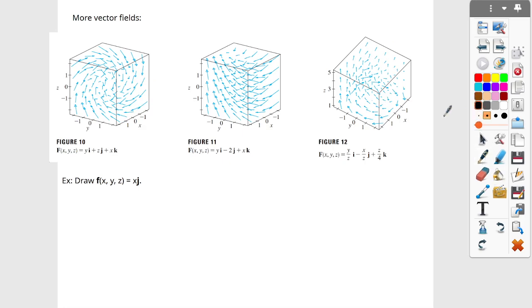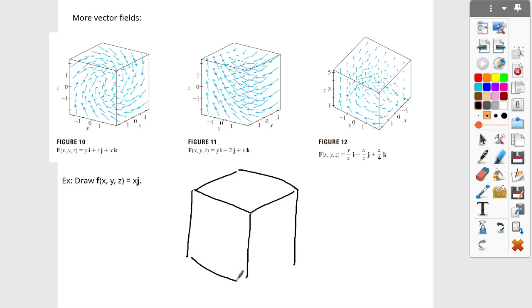We can't usually draw vector fields in 3D. However, we can somewhat draw this vector field right here. And usually when you draw vector fields, you see them in these box kind of containers. And how are we going to draw this? Well, if f of x, y, z in this case is x times j hat, that means f is equal to 0, x, 0.